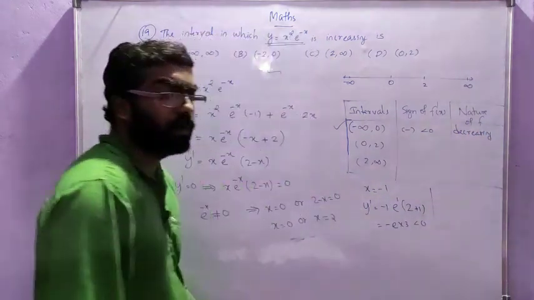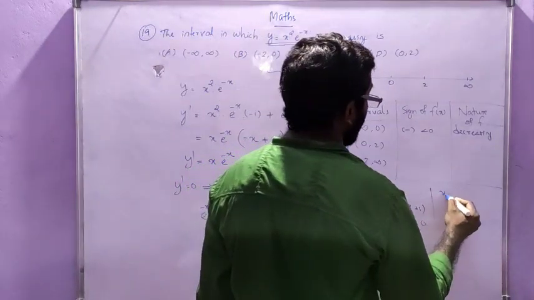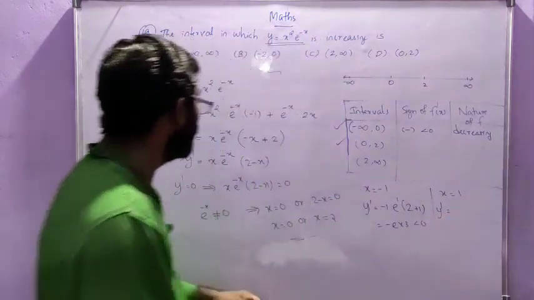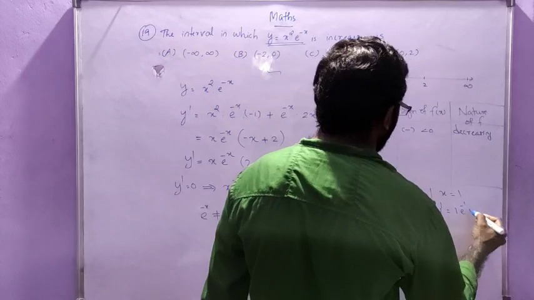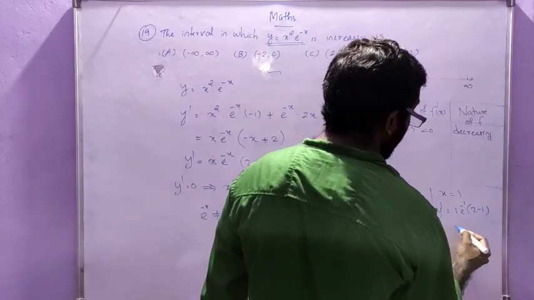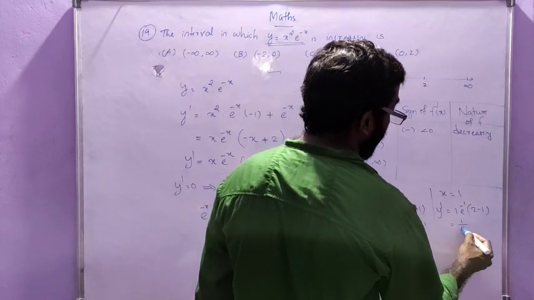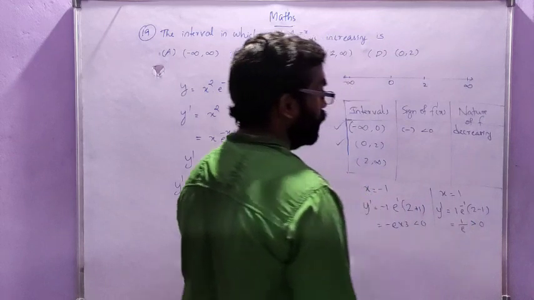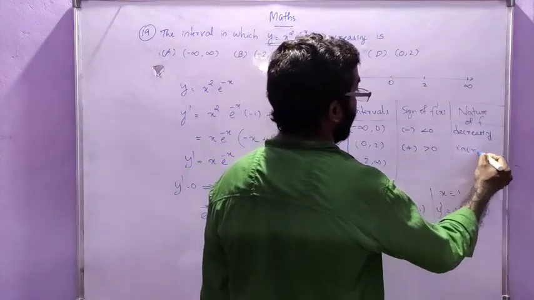Okay. Now take the next interval 0, 2, and in between 0 and 2 we can take the number 1. So y dash is equal to x into e raised to minus x, 1 into e raised to minus 1 into 2 minus 1. Here e raised to minus 1 can be written as 1 by e, 2 minus 1 is 1, so it is greater than 0. So positive, greater than 0, increasing.